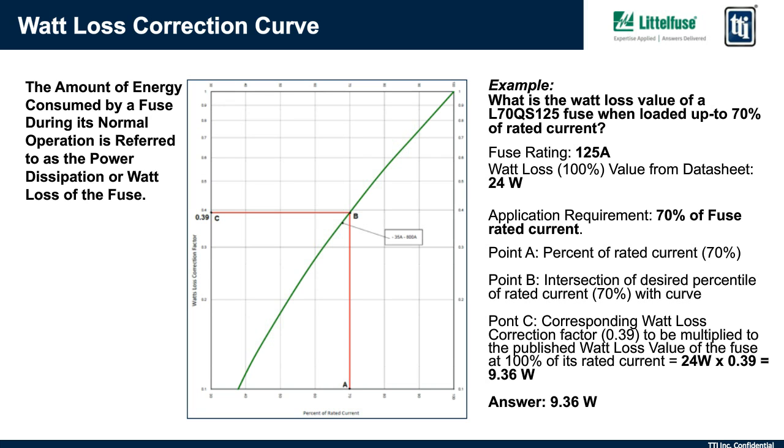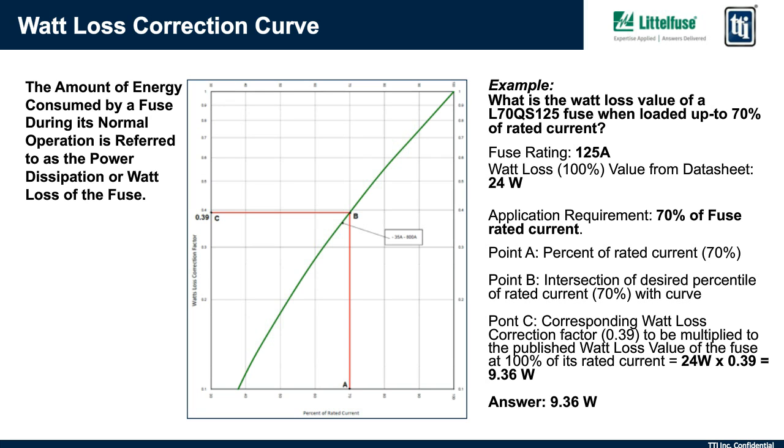So the fuse rating is 125 amps, and again, per global standards, the Watts loss value at 100% should be published on the data sheet. So for this product, it is 24 watts. However, we're applying this fuse at 70% rated current, not at 100%. So we find point A at 70% on the x-axis, move up until we intersect with the green line, move over to the y-axis at point C, and the corresponding correction factor is 0.39.